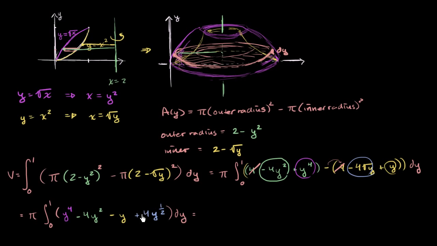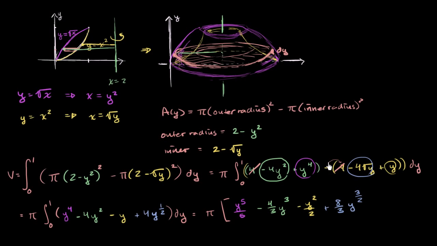Now we're ready to take the antiderivative, so it's going to be equal to pi times the antiderivative of y to the fourth, which is y to the fifth over 5. Antiderivative of negative 4y squared is negative 4/3 y to the third power. Antiderivative of the negative y is negative y squared over 2. And then the antiderivative of 4y to the 1/2, let's see, we're going to increment. It's going to be y to the 3/2 multiplied by 2/3. We're going to get plus 8/3 y to the 3/2. And let's see, yep, that all works out.